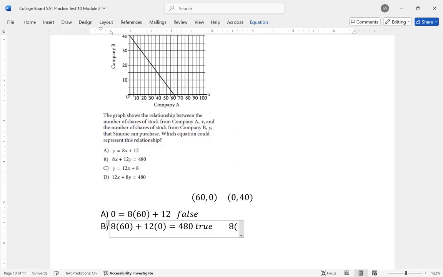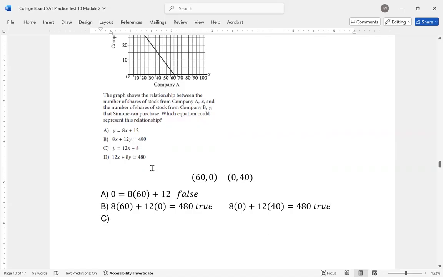And then if you take 8 times 0 plus 12 times 40, do you again get 480? And it turns out, yes, you do. That's true. So since the line for option B goes through both of those points, I could stop right now and I'd say B is actually the answer to this question, question 16.